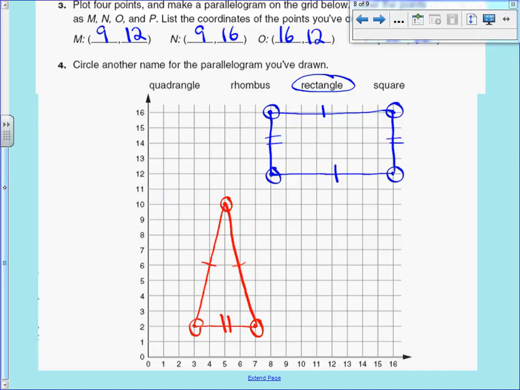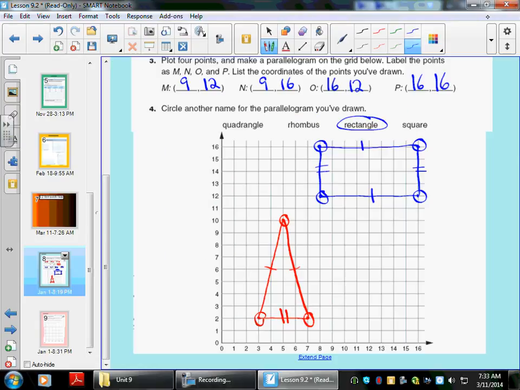So this study link was just extra practice, giving you extra work with plotting those points. This time we're going to make some shapes, giving you the freedom to choose what kind of shapes to make. You can make whatever shapes you want. There are a number of correct answers for this one. Just as long as you're plotting the points correctly and labeling those points correctly, you'll do fine.